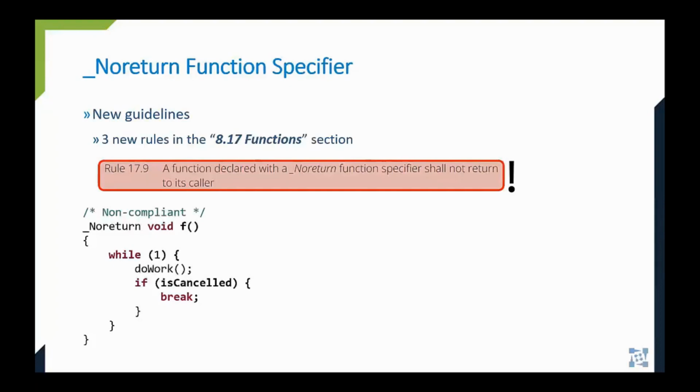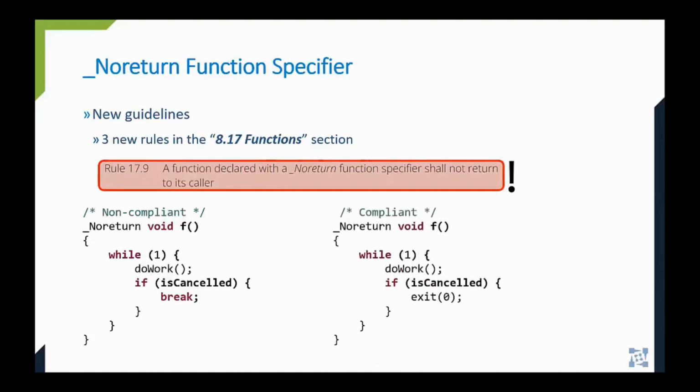So here you can see a simple non-compliant code example where a function contains a loop that's supposed to be infinite, but which contains a break statement that may result in returning from the function. To make the function compliant, we may make the program terminate by calling the exit function from the standard library instead of simply breaking the loop execution.